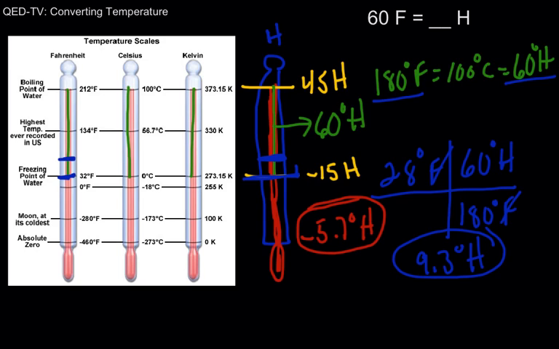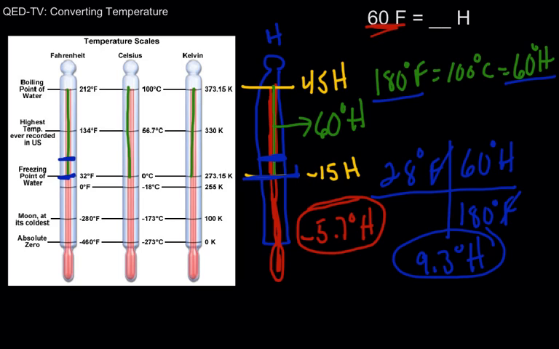I'm still negative because my freezing point was actually negative 15. I had a really weird scale here. So I am above freezing. So the ice is melted at negative 5.7 degrees Herman. That's actually 60 degrees Fahrenheit. It's actually fairly comfortable out. So 60 degrees Fahrenheit is negative 5.7 degrees Herman. And although that sounds cold, on the Herman scale it's not. It's about 60 degrees Fahrenheit out.